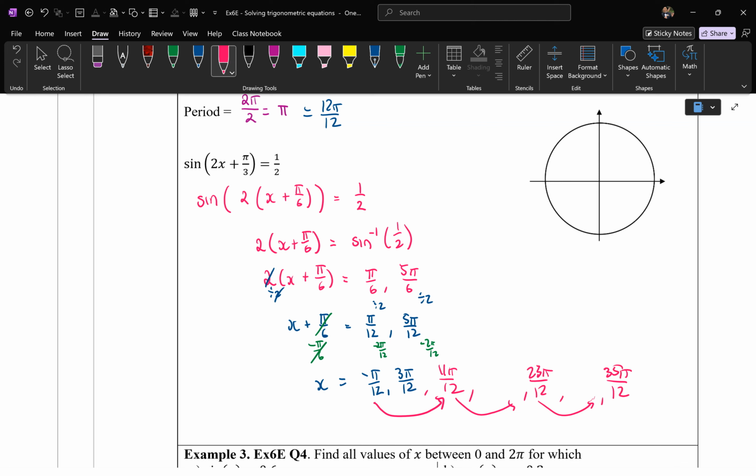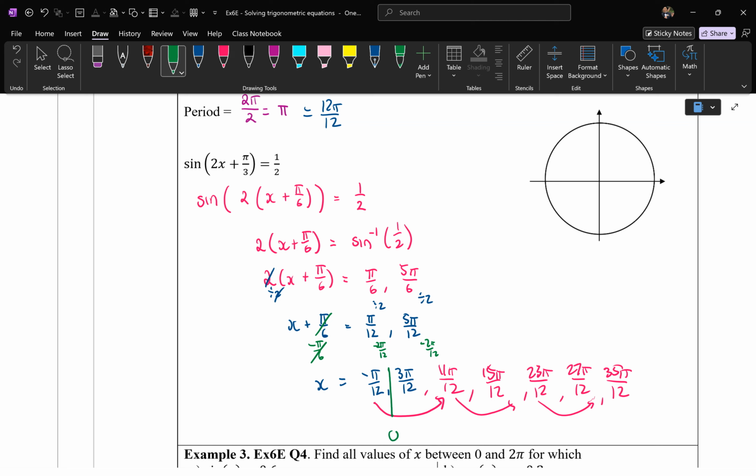And then clearly the difference between these two is just 4 units. So 11 plus 4, that must be 15, and then plus another 4, 27. You can go backwards as well, but since the domain was 0 to 2 pi, I'll probably stop there and just have a look.